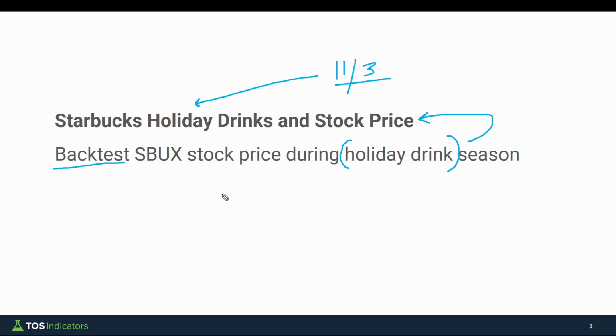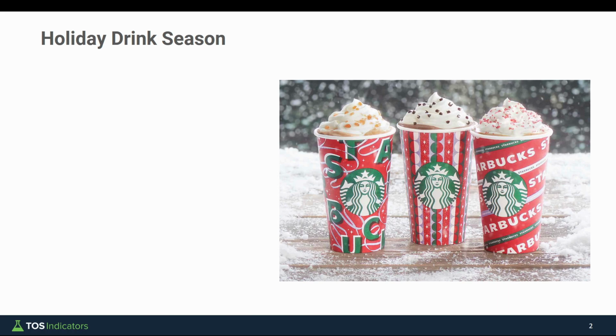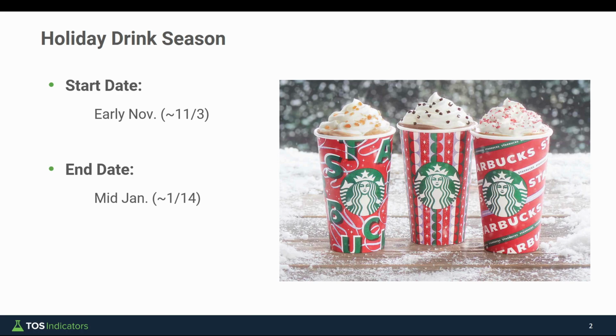more often than not. Now first, let's start by talking about when this drink season starts, which gives us the parameters for our backtester. The start date typically tends to be early November. This year it was November 3rd, so just a few days ago the drinks were released, available for people to start purchasing. The end date is typically mid-January.